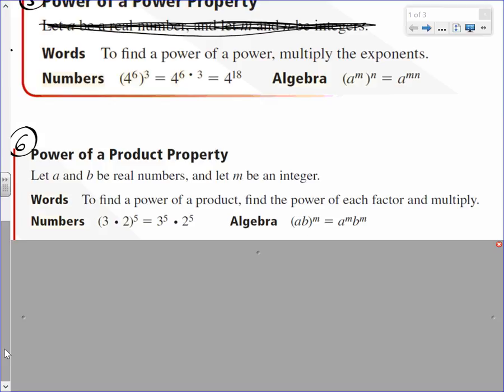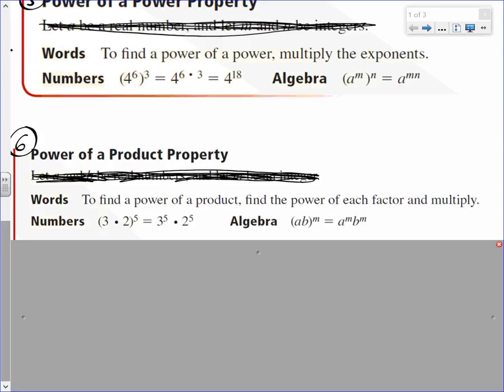Power of a product. Again, don't write this part down. This is unnecessary for now. Second to last one, 6. The power of a product property means to find the power of a product, find the power of each factor and multiply. In other words, if you have factors being multiplied in parentheses, all raised to a power, just take each factor. Look at the 3 to the fifth power and the 2 to the fifth power, and that's it.